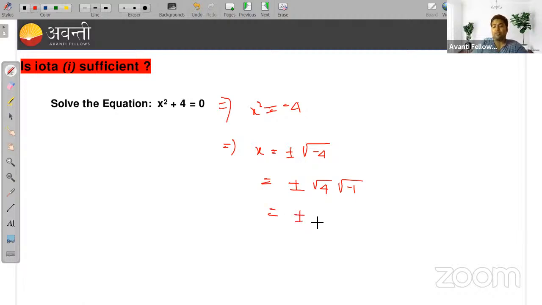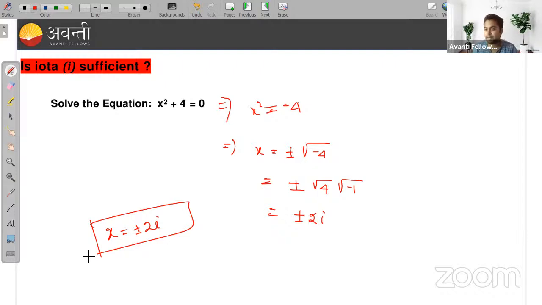So this becomes plus or minus 2 into square root of negative 1, which is iota. So here I'm getting x is equal to plus or minus 2 iota. Okay. So like this, you can solve quadratic equations in complex numbers when you are getting x as square root of some negative numbers. Is that clear to everyone? Okay. And these are the very basic things in complex numbers that we are now studying.